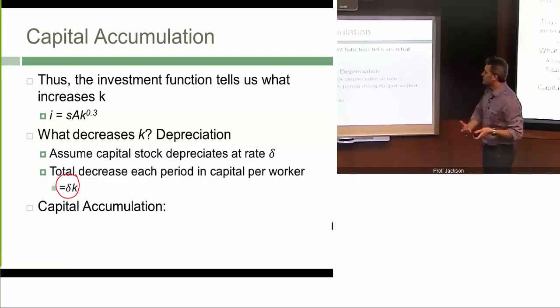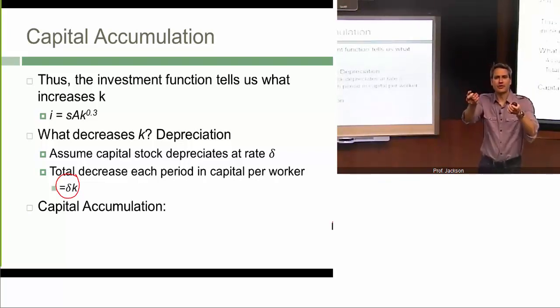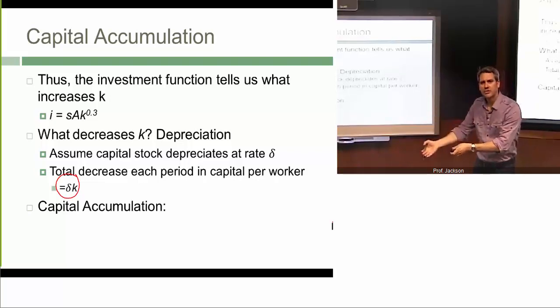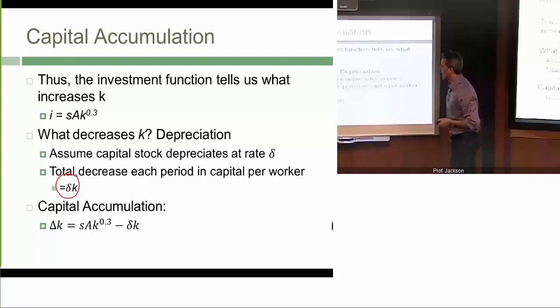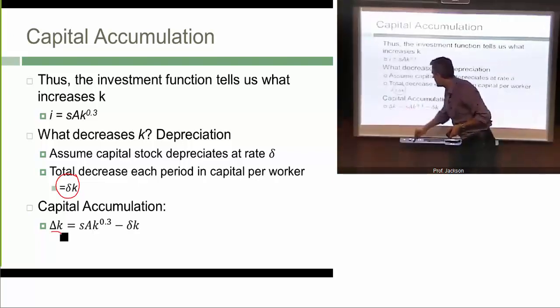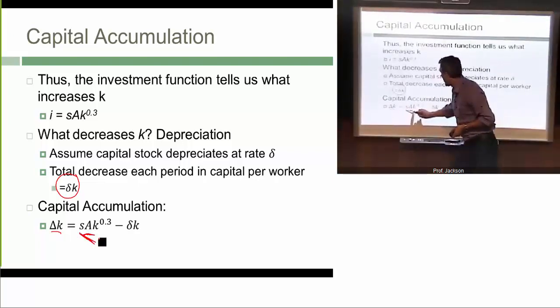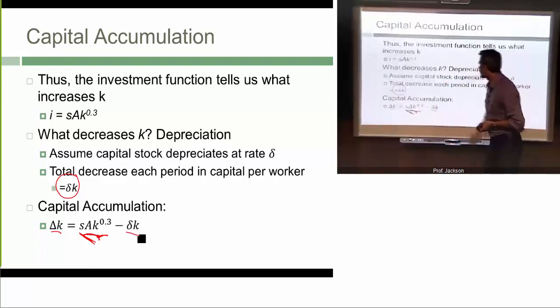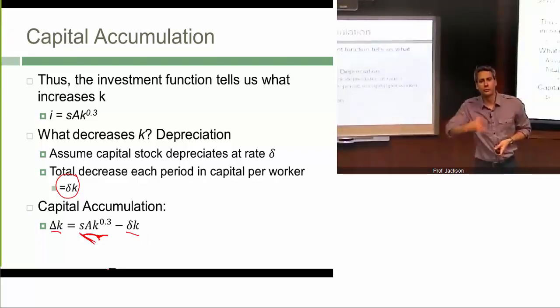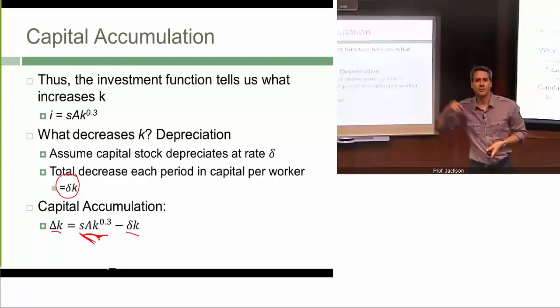So if we put these two factors together, the things that increase the capital stock and the things that decrease the capital stock, that gives us this capital accumulation equation. Delta K, the change in the capital stock, is just given by how much we're investing in new capital versus how much is pulling the capital stock down through this natural process of depreciation.